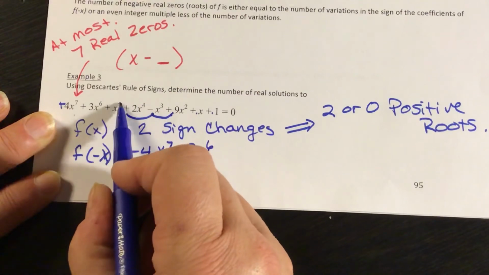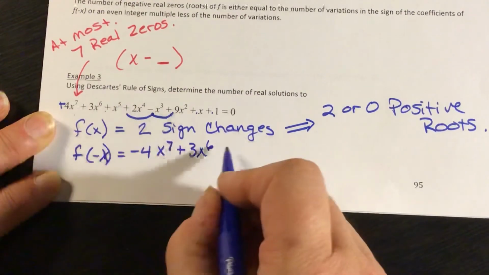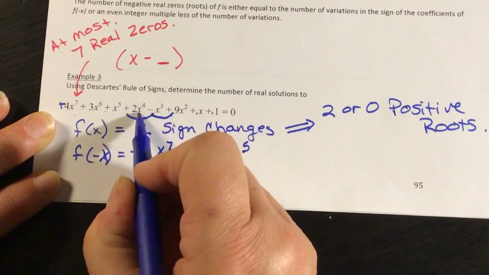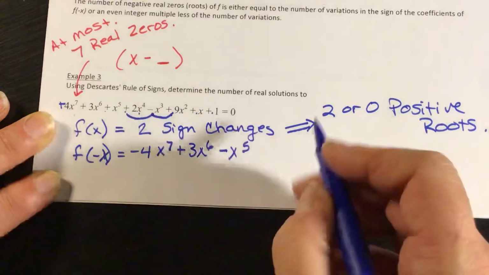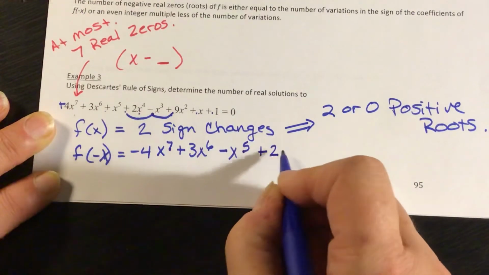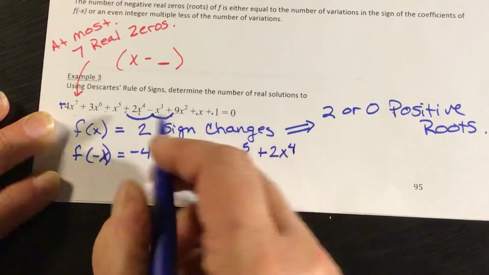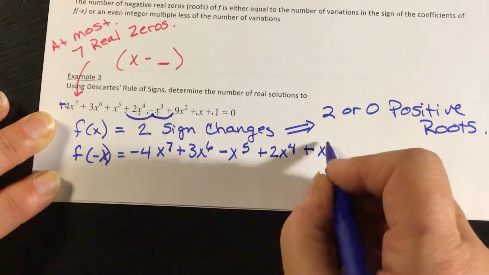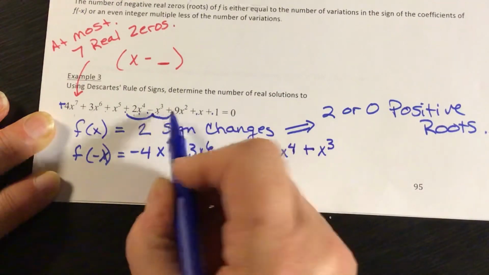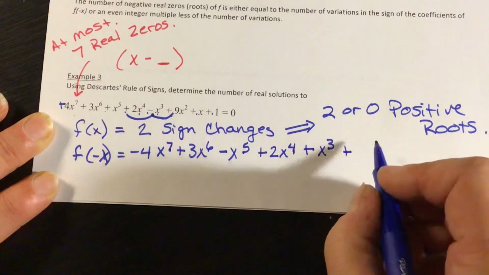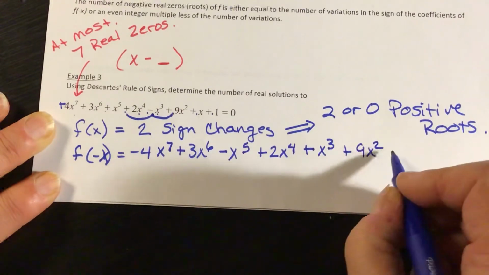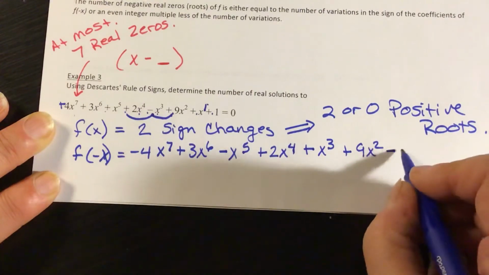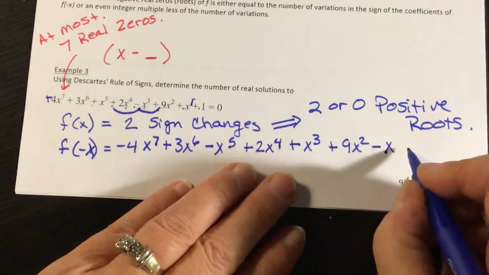For the 5th power, that's an odd exponent, so your sign's going to change, minus x to the 5th. Even exponent, your sign will stay the same, plus 2x to the 4th. Odd exponent, your sign will change, plus x to the 3rd. Even exponent, it stays the same, plus 9x squared. X to the 1st power is odd, so I change my sign to minus x, and then I have plus 1.